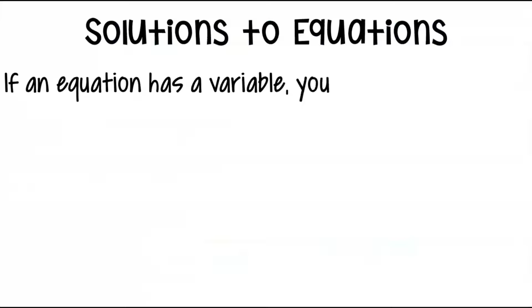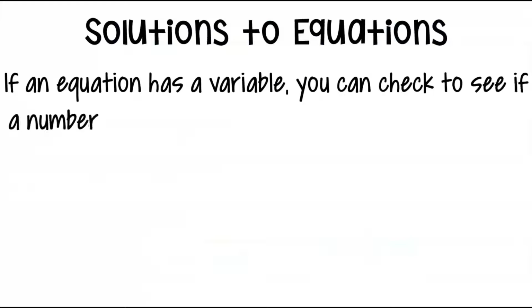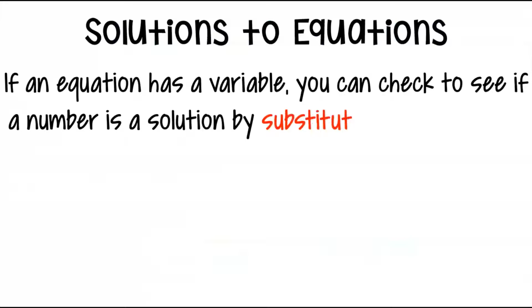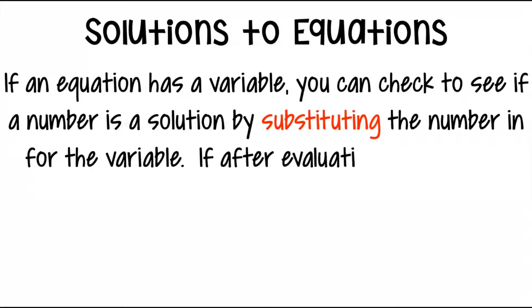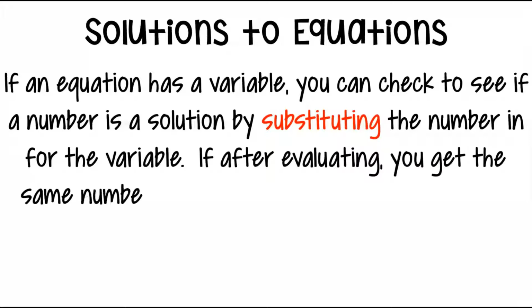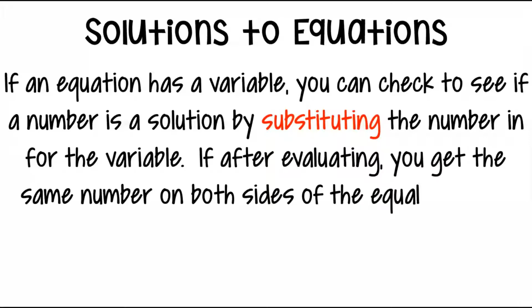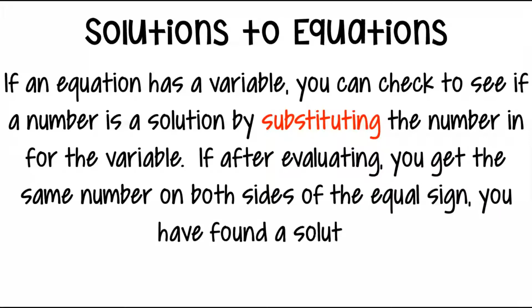If an equation has a variable, you can check to see if a number is actually a solution by substituting the number in for the variable. If, after evaluating, you get the same number on both sides of the equal sign, you have found a solution. Let's take a look at some examples of this.